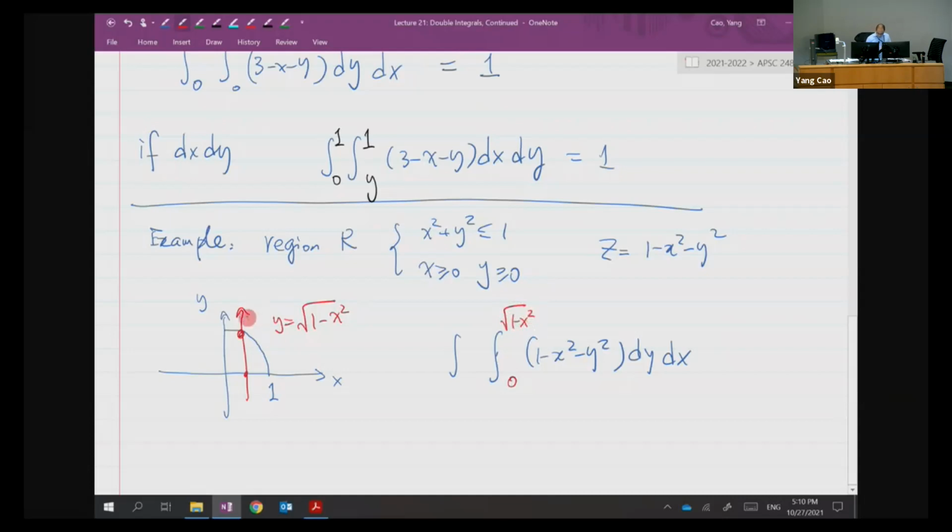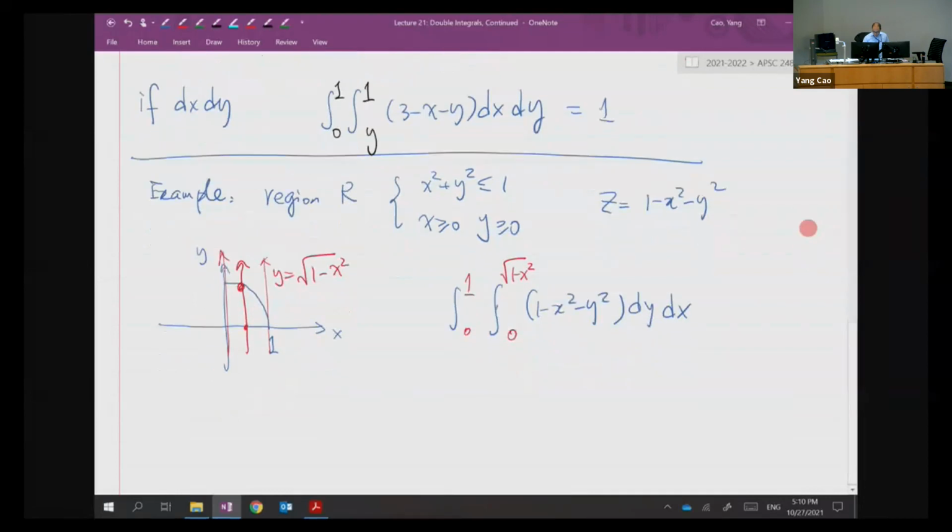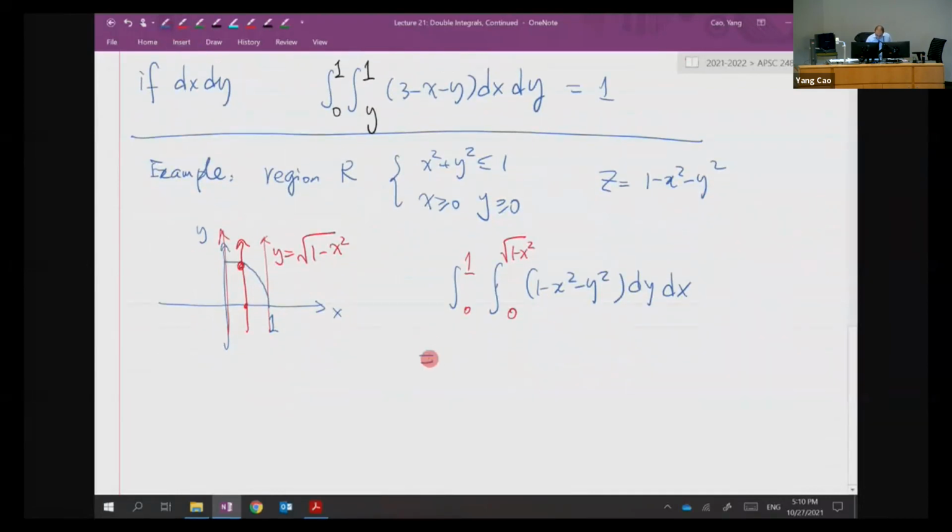Then you scan through this whole region R by moving this arrow line from left to right and find the limits for the two edges. One is 0, the other is 1. So that's your x limits. So far so good, right? Nothing really special. Now you carry out the integral right here, from inside to the outside. First calculate the inside integral. When you do this integral, you're treating x as a constant.